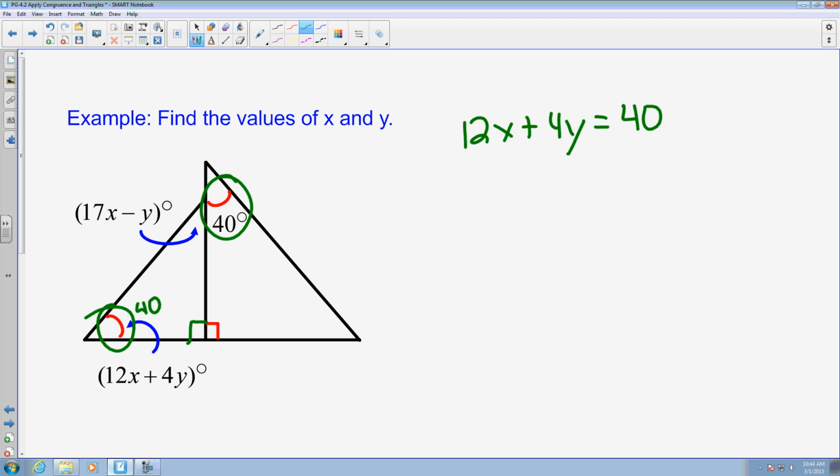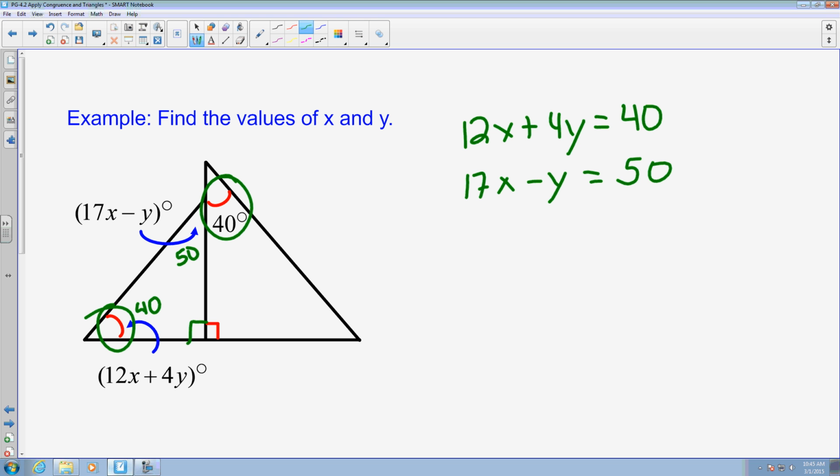So 180 minus 50 minus 90, oh, I'm sorry, my mistake. 180 minus 40 minus 90 gives me, this one's actually 50 degrees. My apologies, I kind of went ahead. So with that being said, I can now write another equation by saying 17x minus y equals 50. Now you're asking yourself, well, I really can't solve that because I have two unknowns, x and y. Well, you're right. But we do have two equations, so this now creates a system.